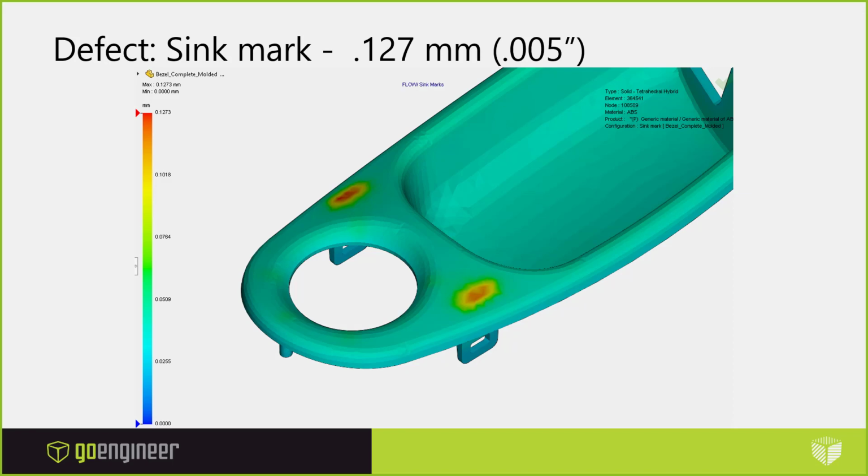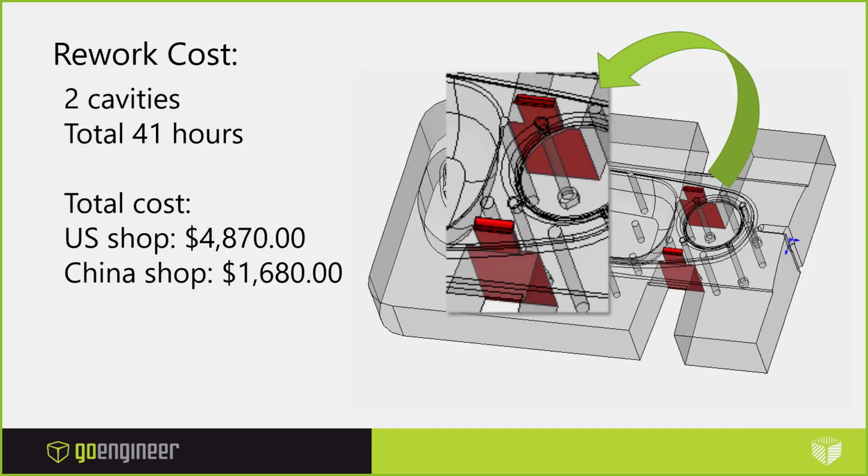If you're trying to process this out, you're definitely going to have trouble with it every time you run this. So when we look at this tool and we look at the rework cost for the two cavities, total about 41 hours. That's like a week's worth of machine shop time. And the cost in the shop in the US would be about $4,870. That's quite a lot compared to a $27,000 mold.